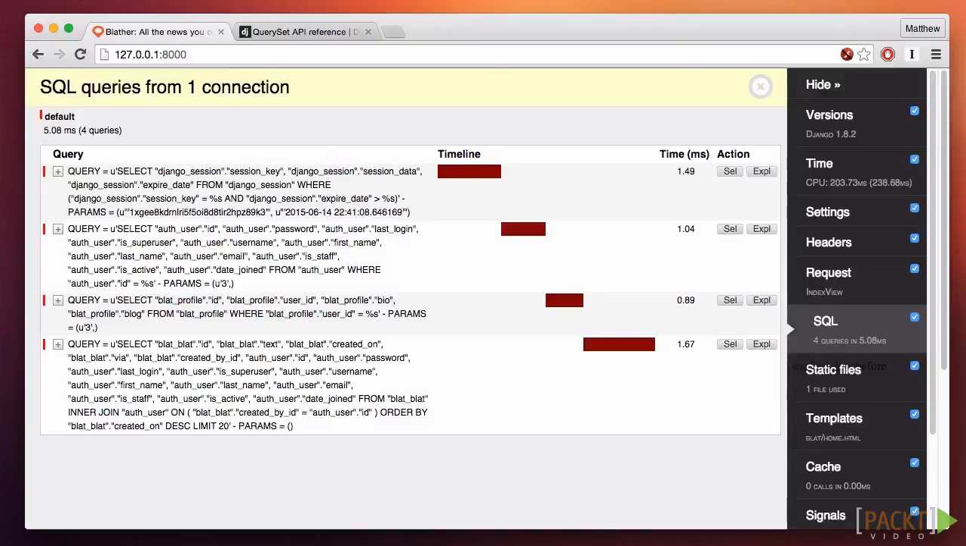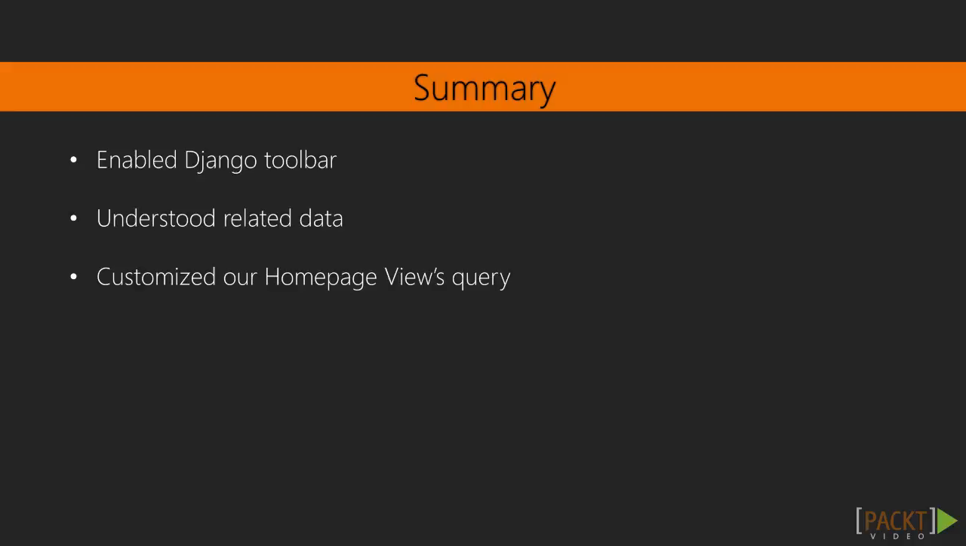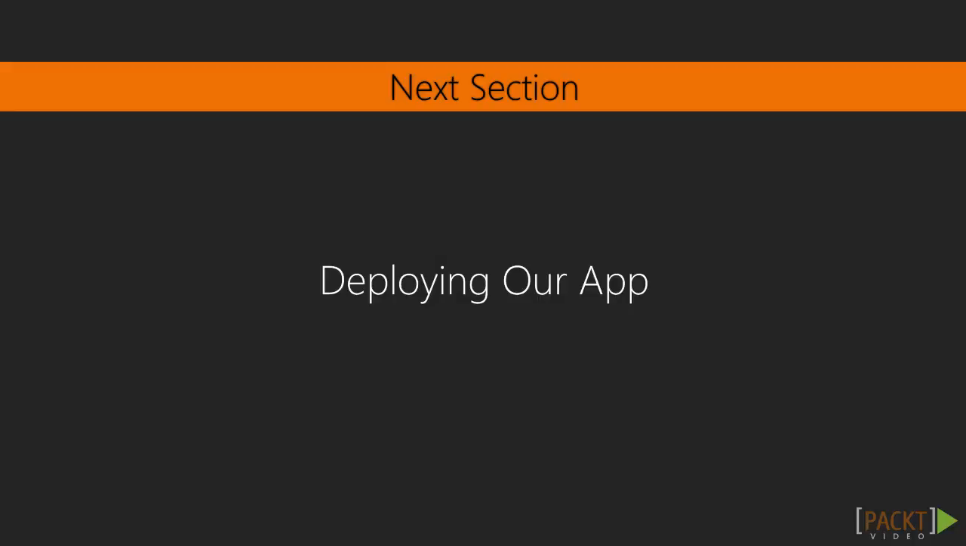That wraps up this section. We've discussed installing the Django debug toolbar, pointed out a very common performance problem, and how to fix it. In the next section, we'll learn how to deploy our app in a production environment.